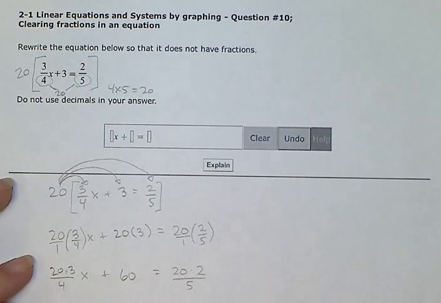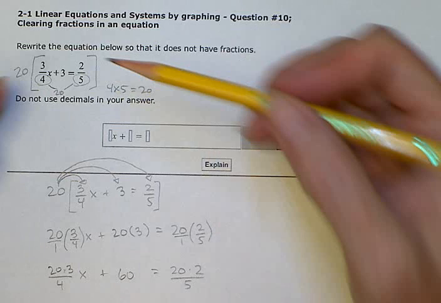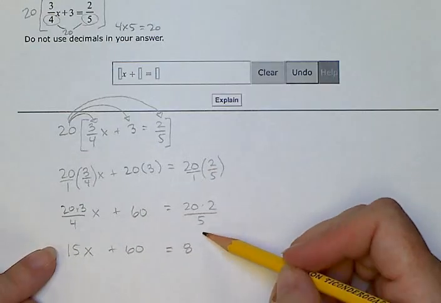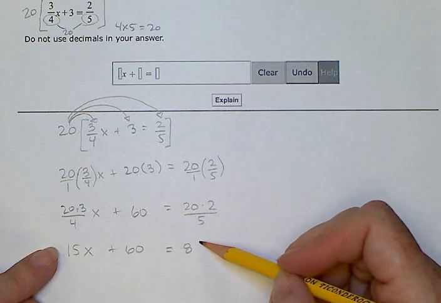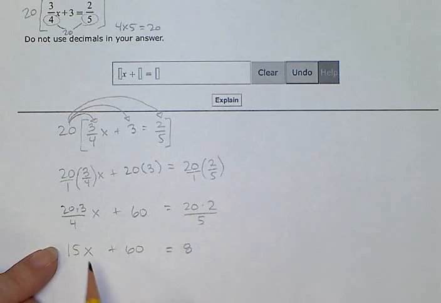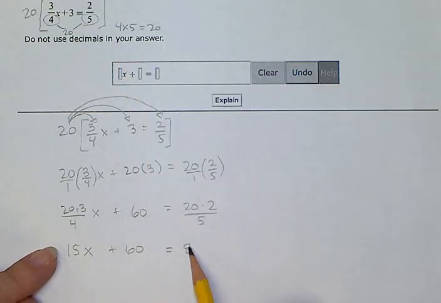Now instead of having this that had two fractions in it, now I have a bigger version of the same equation. 15x plus 60 equals 8. So they're still equal to each other, but now I have no fractions. That's why I multiplied by 20, so I could get rid of all the fractions. Now I just need to solve for x.